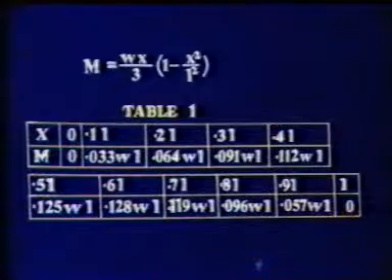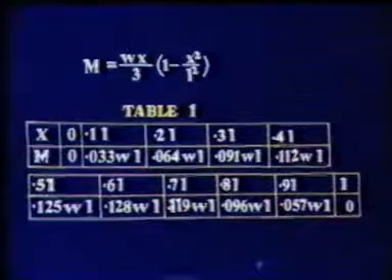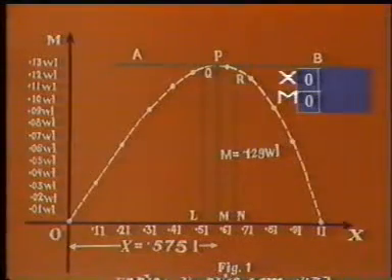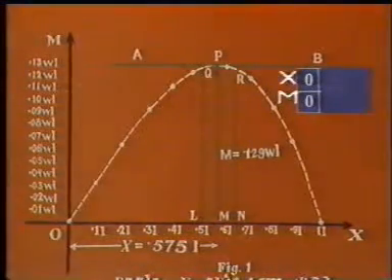The values of M corresponding to different values of x are calculated and shown in table 1. You can see from the table that when x is equal to 0, M is equal to 0. When x is equal to 0.1 L, M is equal to 0.033 WL. When x is equal to 0.2 L, M is equal to 0.064 WL, and so on. Now let us plot M versus x.